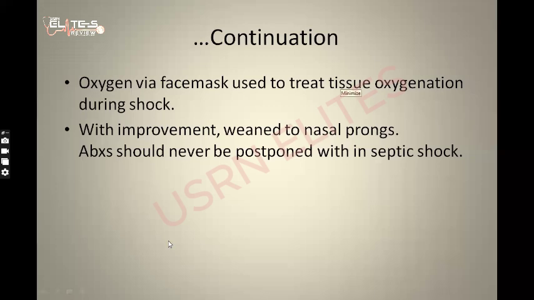I saw antibiotics should never be postponed in septic shock. So in septic shock too, that means that you have to give IV fluid first before antibiotics, right? Oh, okay. So fine. So our concentration was more on hypovolemic shock.